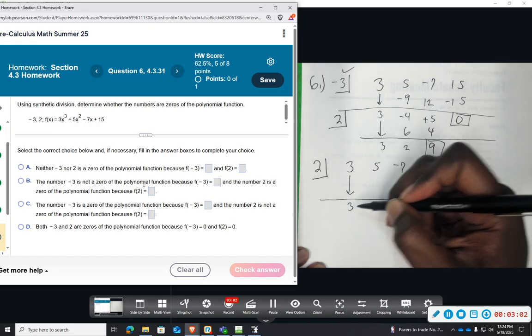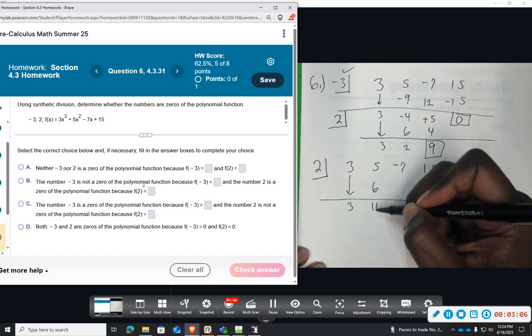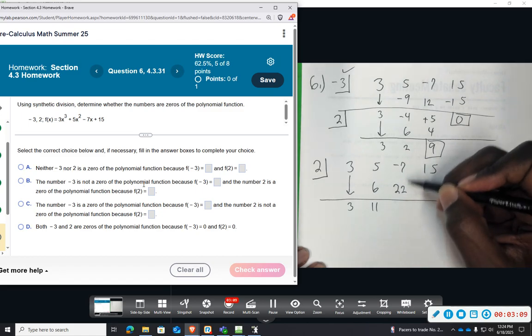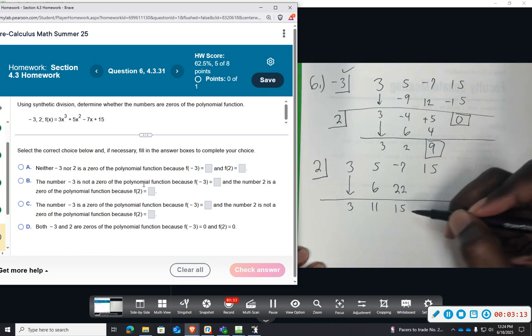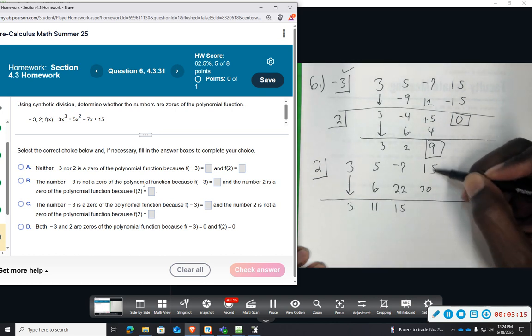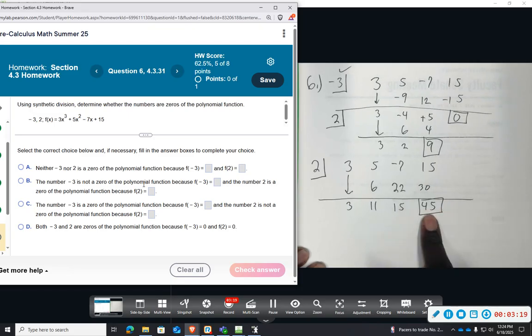2 times 3, 6, add, we get 11. 2 times 11, 22. Combine these, we get 15. And then 2 times 15, we get 30. Combine, we get 45. Okay, so the value that we want is 45 and 0.